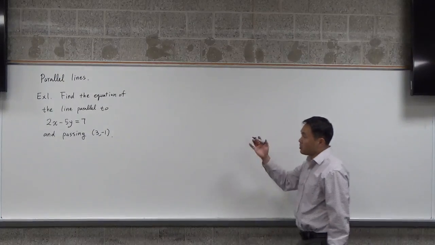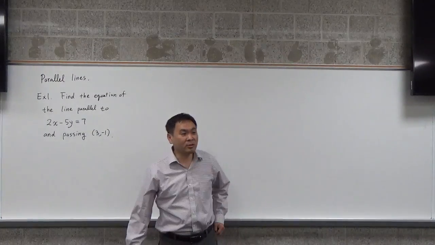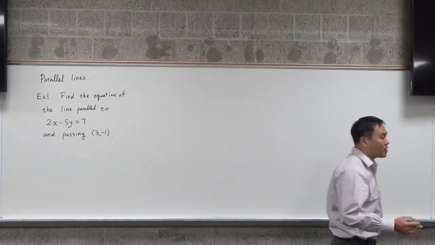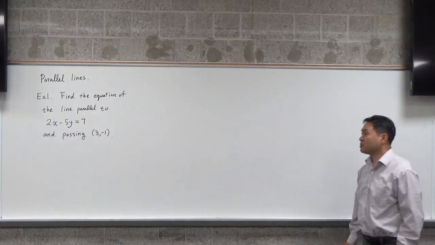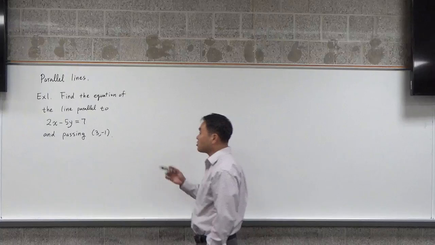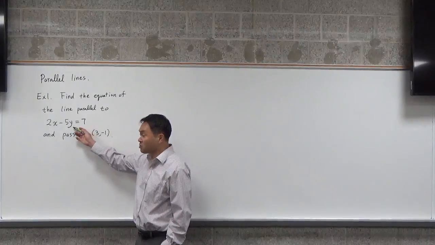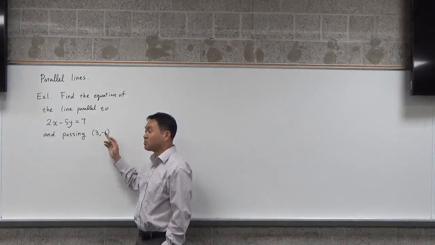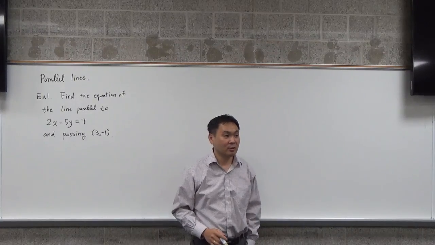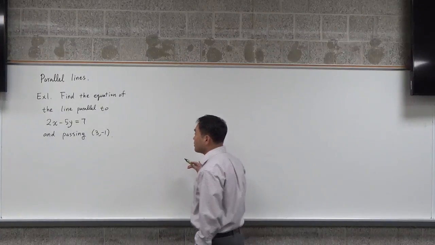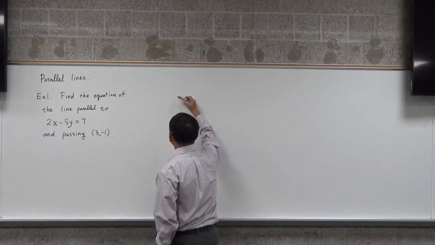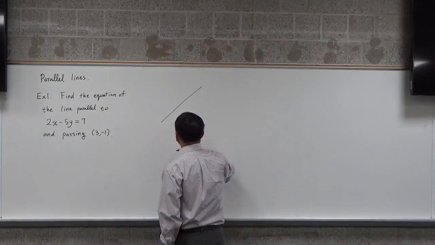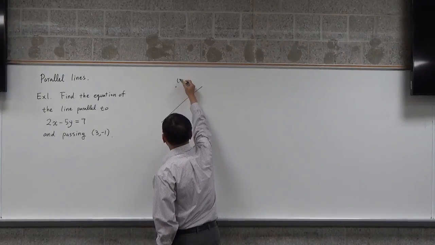Okay, this could be a question on the exam. You're given one line, and the question is to find the equation of another line that's parallel to the given line, but passes through another point. Okay? So it's like this. You have this given line, and there's another point (3, -1).